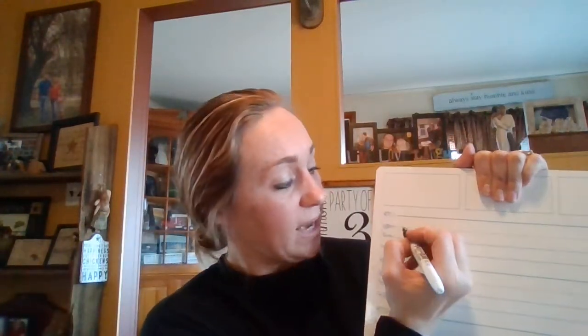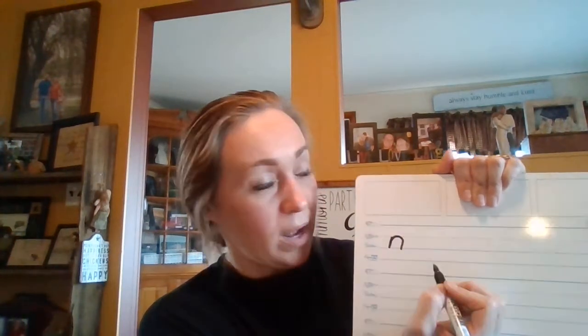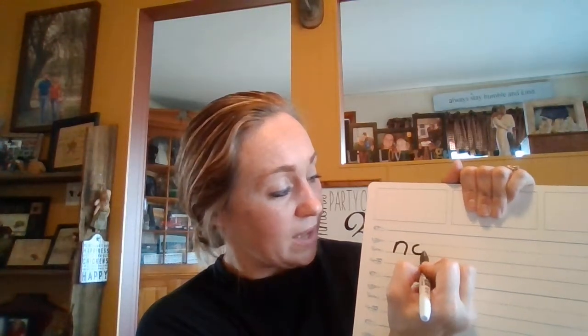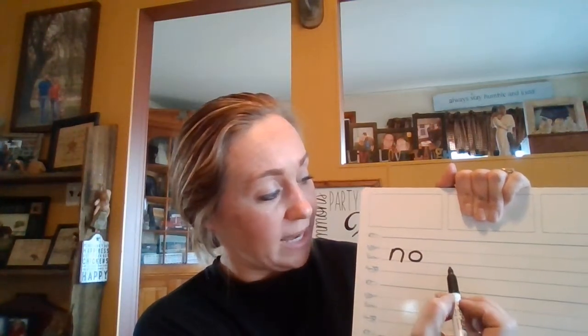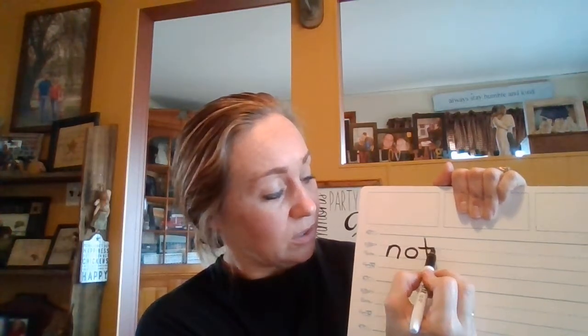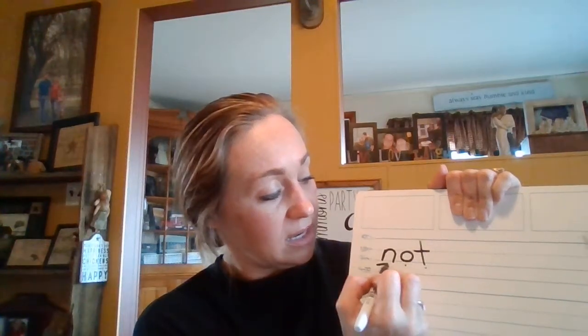Next word, not. You guys are getting good at this. Not. Again, I'm using lowercase letters. Plane line to the grass, back up to the plane, and one hump for letter n. O, plane line circles around to the grass, back up to the plane. T, skyline to the grass, cross at the plane. Not.